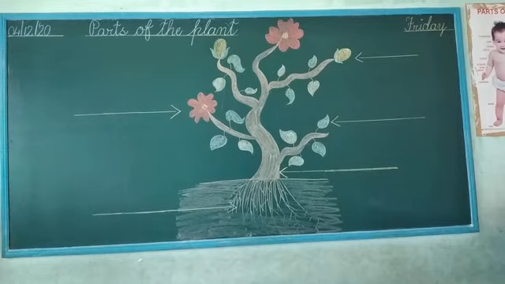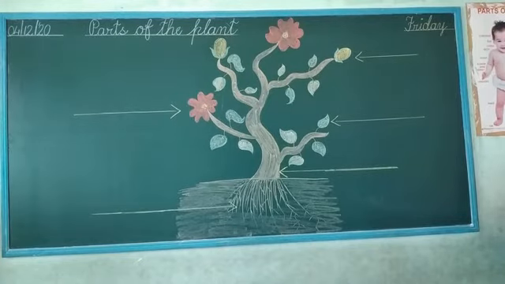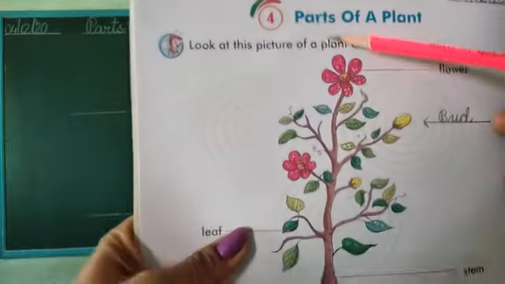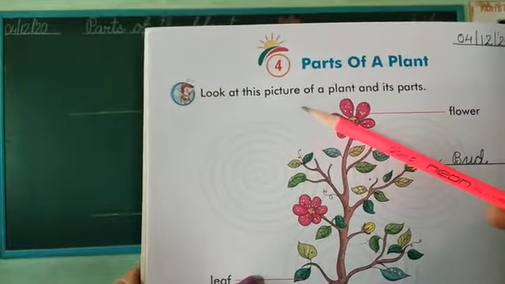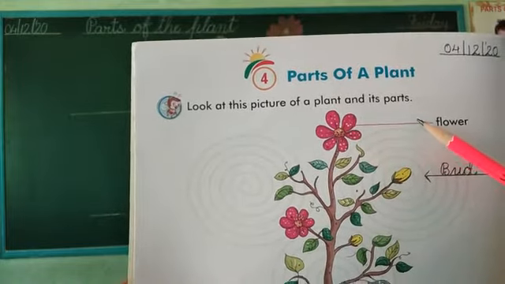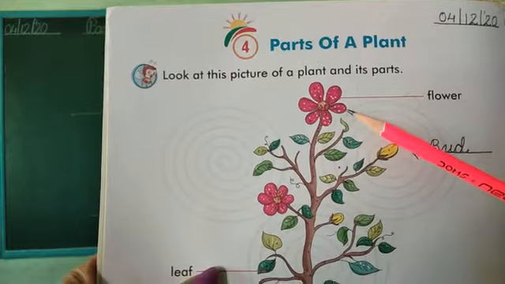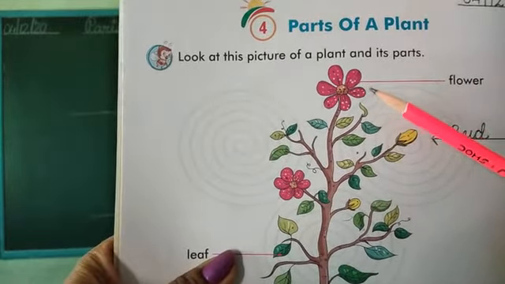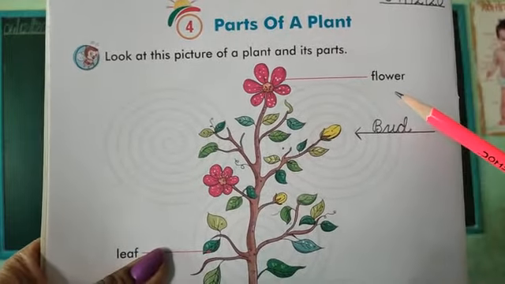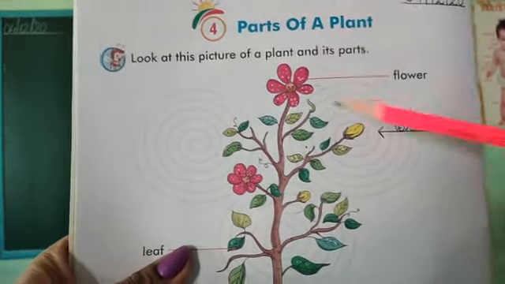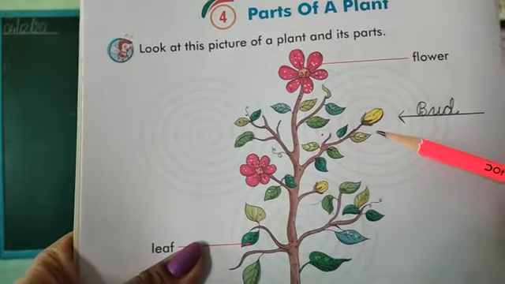Today we are going to learn chapter number 4, parts of a plant, in EVS subject. Look at this picture of a plant and its parts. What is this? We call this flower. F-L-O-W-E-R, flower.